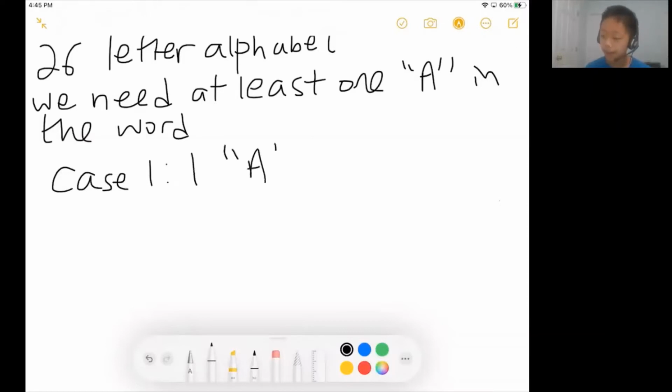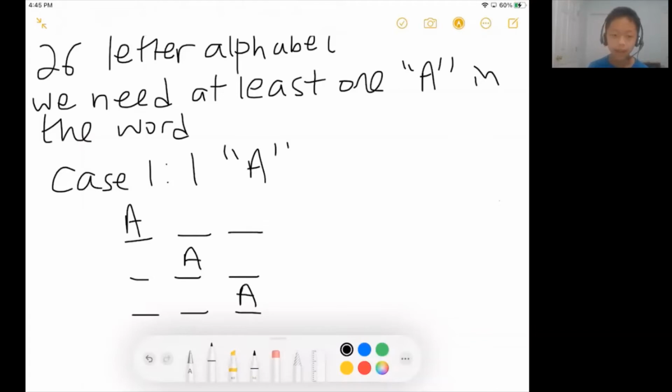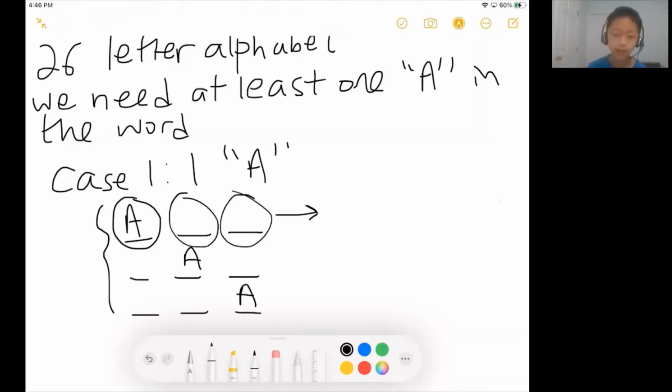1 A. Well, if there's exactly 1 A, then we also have the question of where that A is. The A can be here, or the A can be in the middle spot, or the A could be in the last spot. So we have 3 subcases in this case. But luckily, each of these subcases isn't too difficult because, for example, if we put the A in the first position, then the remaining 2 slots can be any of the other 25 letters. So you would just have 25 times 25 ways to put 2 more letters at the back.